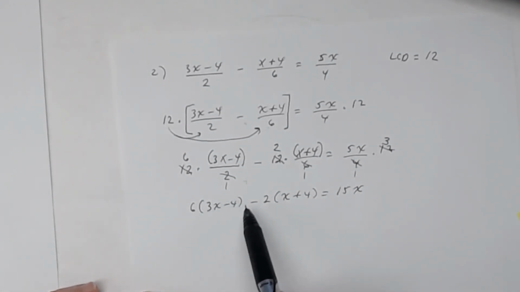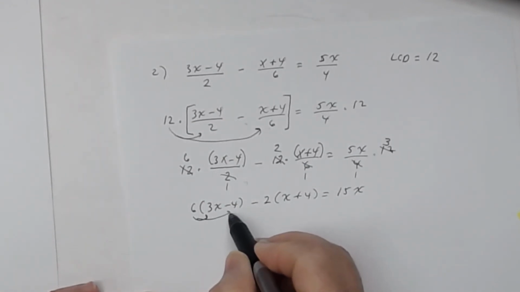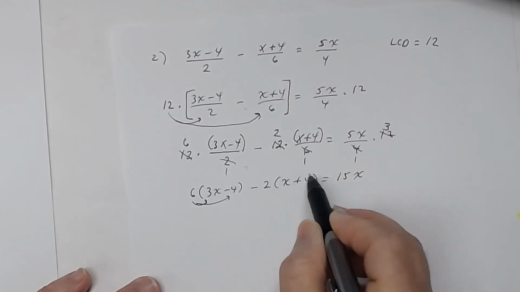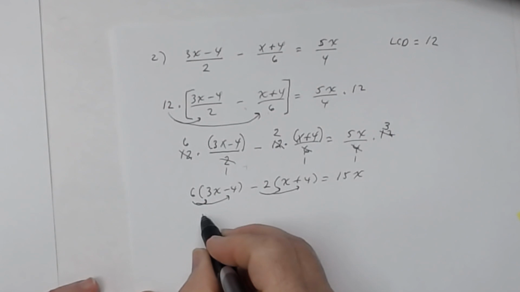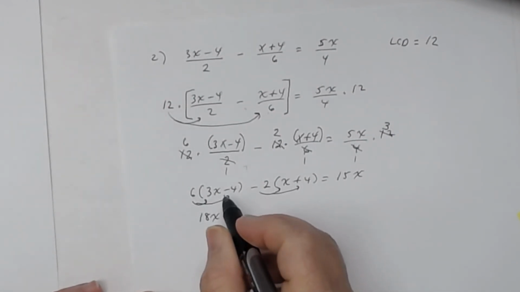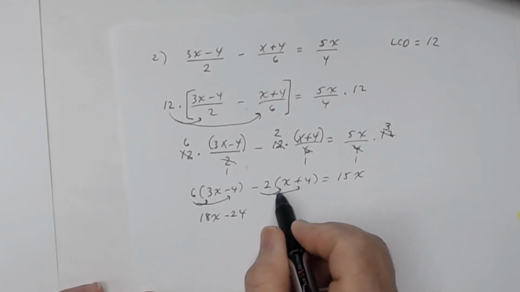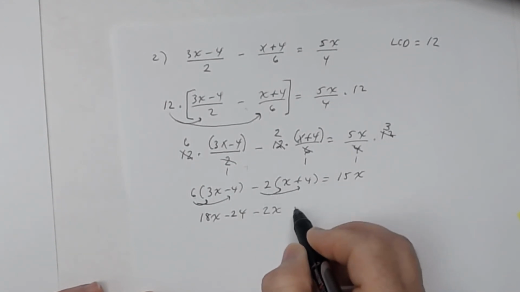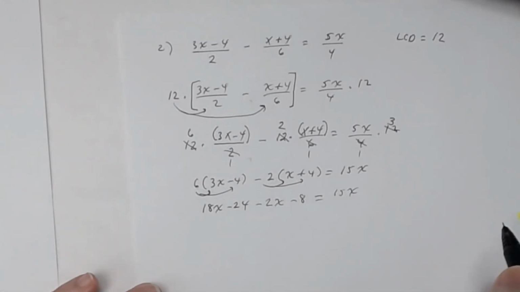Now I still have parentheses. I still have grouping symbols. So I'm going to use the distributive property again. I'm going to multiply every term inside the first parentheses by 6 and every term inside the second parentheses by negative 2. So 6 times 3x is 18x. 6 times negative 4 is negative 24. Negative 2 times x is negative 2x. Negative 2 times 4 is negative 8, equal 15x.